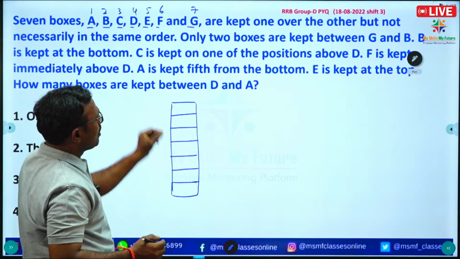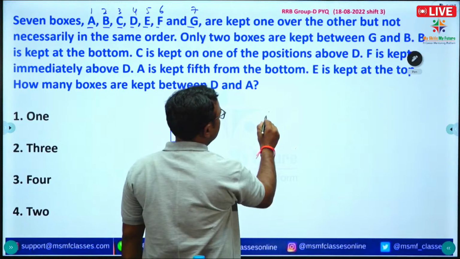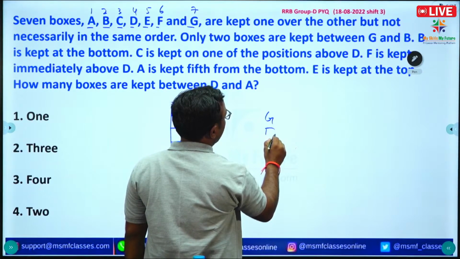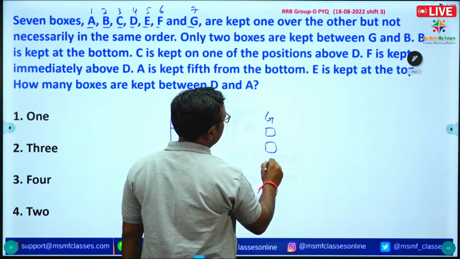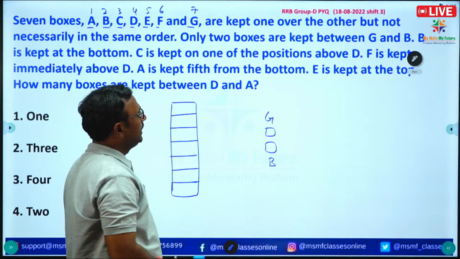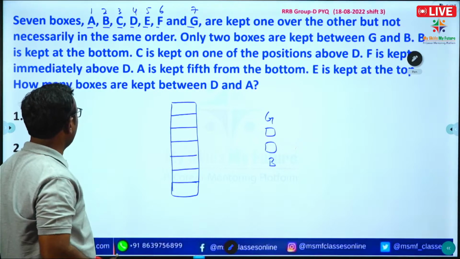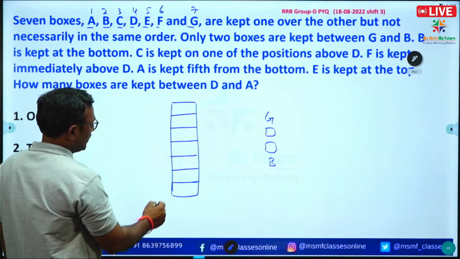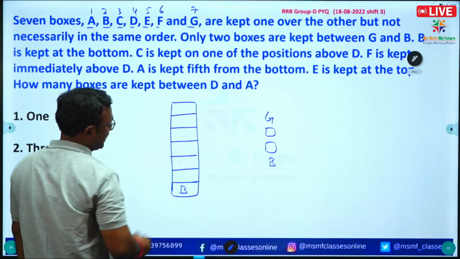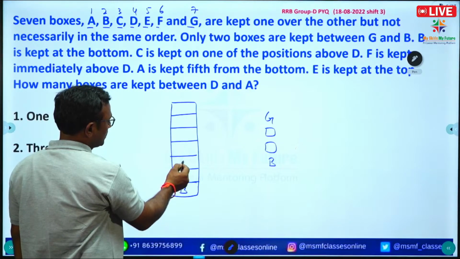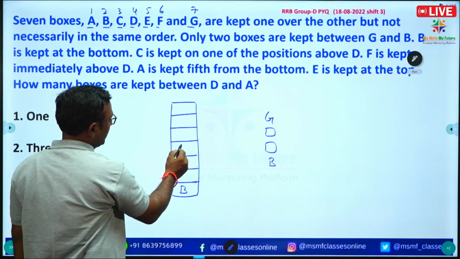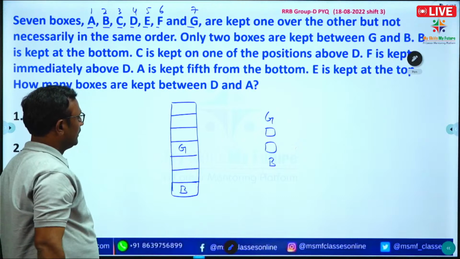Only 2 boxes are kept between G and B. So B is kept at the bottom. Here we can directly place B at the bottom. Only 2 boxes are between G and B, so we can write G here.